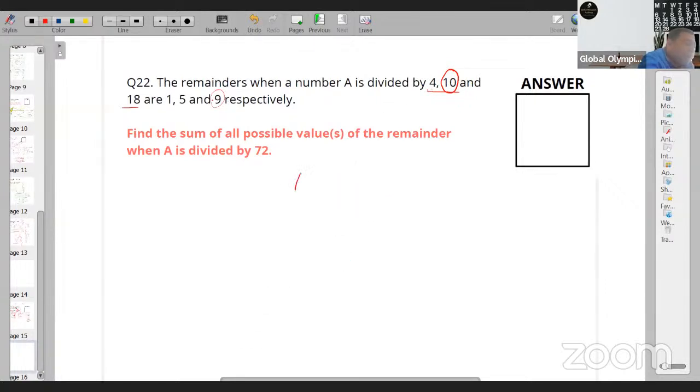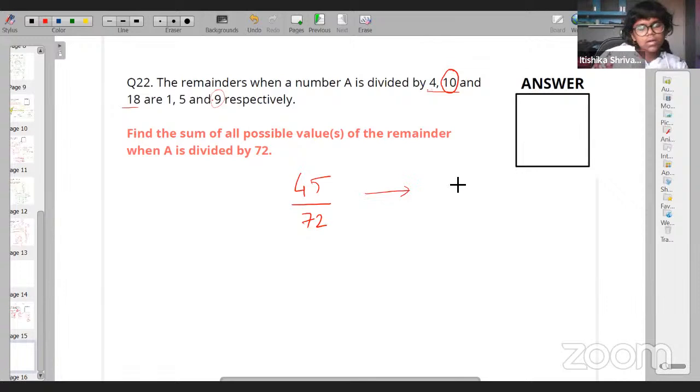And therefore, when I divide 45 by 72, and in this case, Sudarshan, you won't speak. Itishika, what is the remainder here when you divide 45 by 72? The remainder will come.